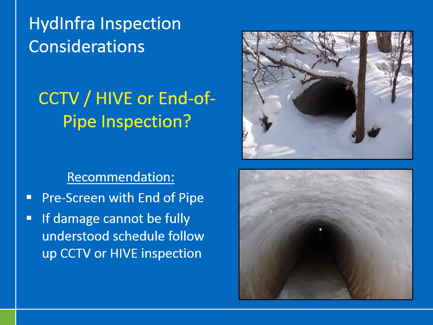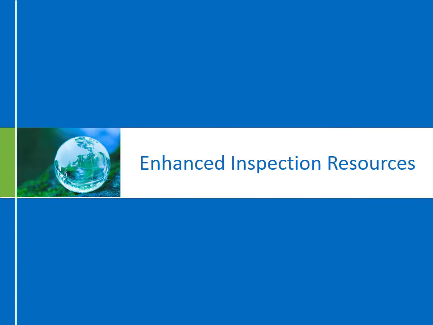Now, if you do an end of pipe inspection and the damage in that pipe can't be fully understood with eyes alone, then we recommend that you go and you schedule a follow-up CCTV or HIVE inspection. At that point, you've visually looked at it and you can say, okay, it's cost effective to have somebody come in here and do a more advanced inspection to get the information that I'm missing. All right, so those are just some brief examples of when and how you might want to apply some of these enhanced inspection technologies. Again, I'd recommend that you take a look at the Enhanced Inspection Handbook.